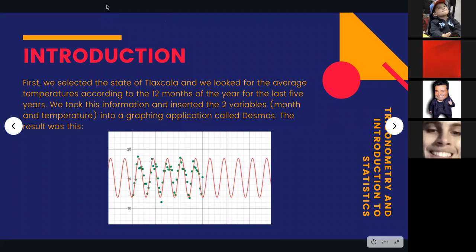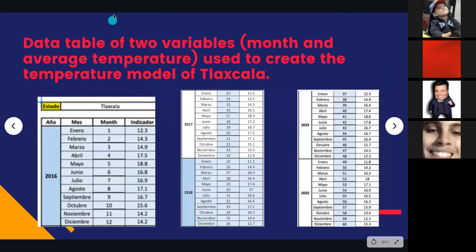So, the introduction. First, we selected the state of Tlaxcala, and then we looked for two variables, which were the average temperatures and also the 12 months of the year. Then we inserted those two variables into a graphing application called Desmos, and the graph that resulted was this. These are the data from which we took all our information. This was provided by Conagua, so we know it's reliable.